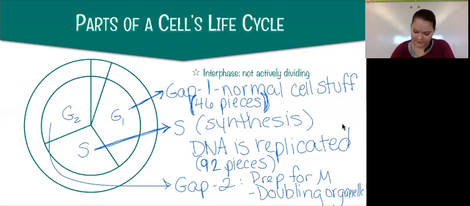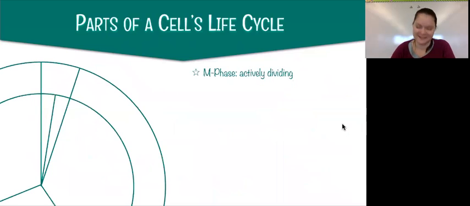Okay. So now let's look at the M phase, because this is where it gets confusing. M phase is really, really short, but it's really divided into two parts. Number one, let's get that nucleus divided. And then number two, let's get the rest of the cell divided. Once we have enough nuclei to fill each of the new cells, then we can pinch off and separate.